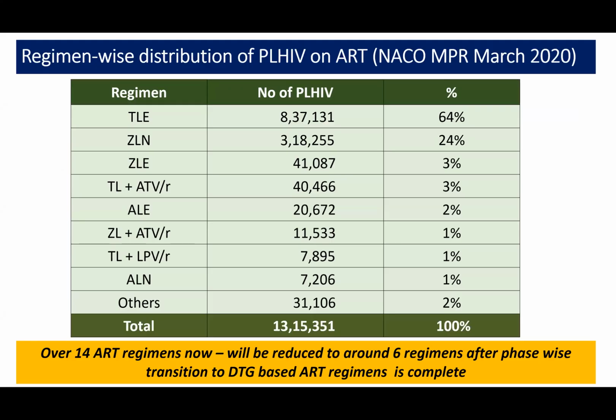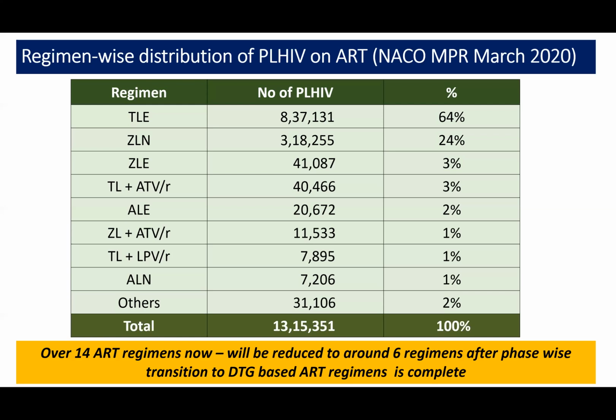So this is my final slide. After that, we can take some questions if you have. This is just to show you the regimen-wise distribution of PLHIV as per the March NACO MPR. If you look at it, the majority of our patients are on TLE, that is 64%, and ZLN is 24%. And for the rest of the patients, it is just 3%, 2%, or 1%.